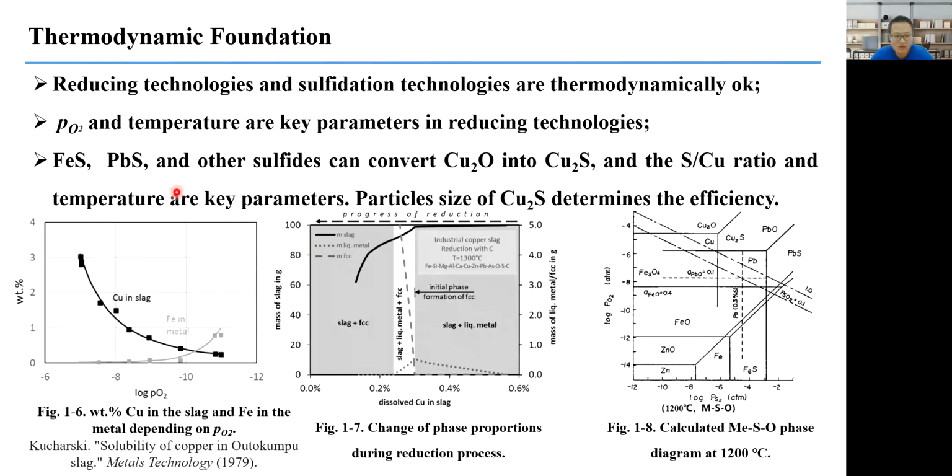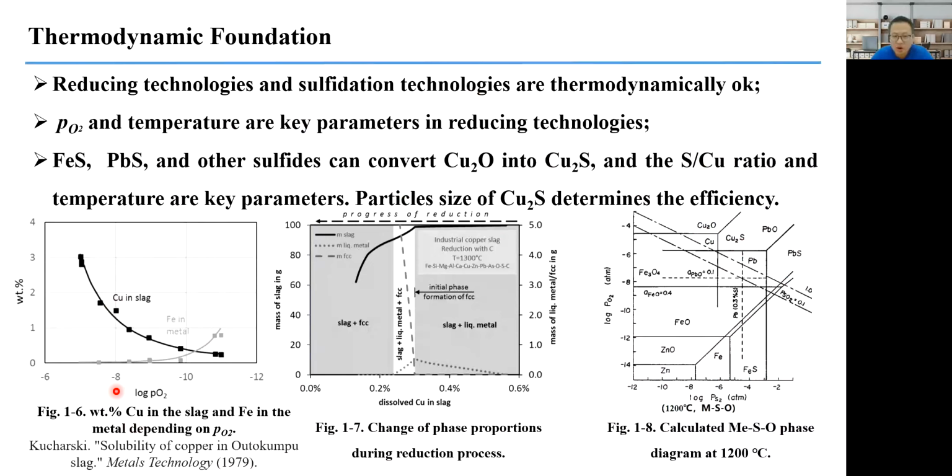So let's draw a conclusion. Reducing technology is durable, and oxygen pressure and temperature will determine the efficiency. Sulfidation technology is another option, and the sulfur to copper ratio in the slag, temperature, and the particle size of the sulfides will determine the efficiency of this technology. And let's look at figure 1 to 6.